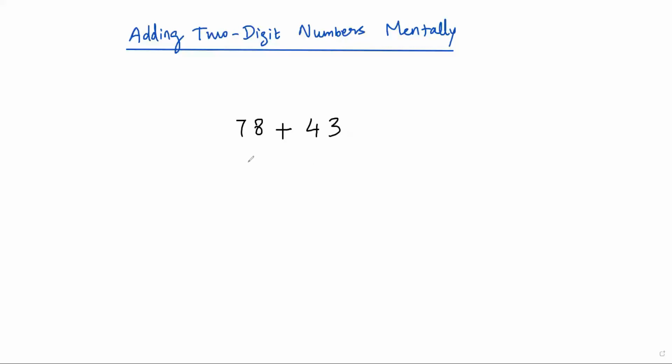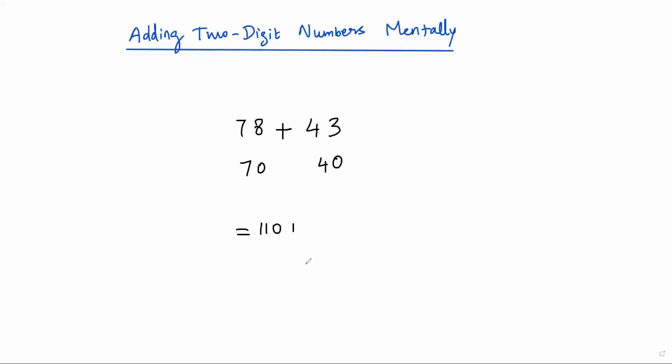Okay, consider the addition of two-digit numbers 78 plus 43. Here, 78 can be considered as 70 and 43 can be considered as 40. 70 plus 40, that is 7 plus 4 is 11, which is 110. And 8 plus 3 is 11. 110 plus 11 is equal to 121.